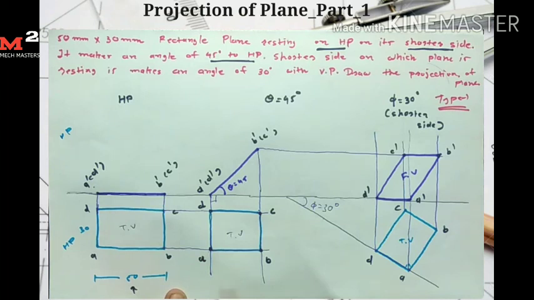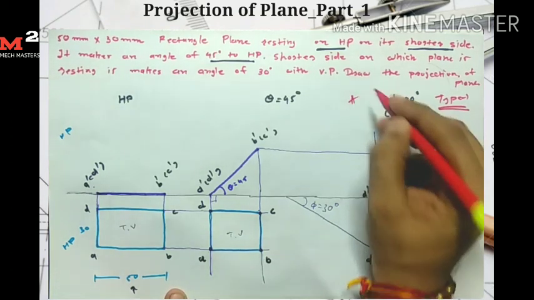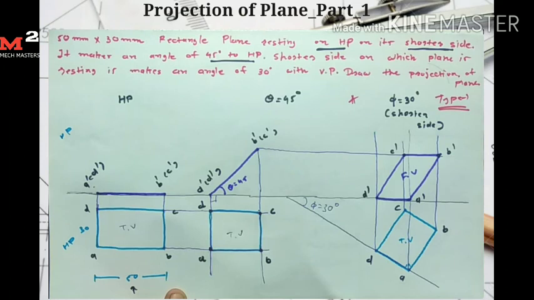So at the end you just check that the side or point on which the plane is resting is always on the reference line. Note down this point: the point or side on which the plane is resting is always on the reference line.